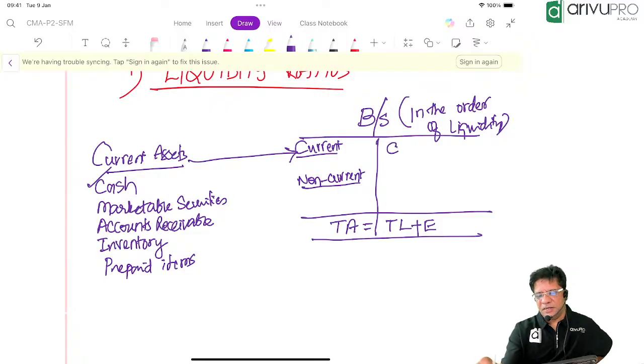And current liabilities. When we talk about total liability, there is current liability and non-current liability. Together these are called total liability. And then equity.